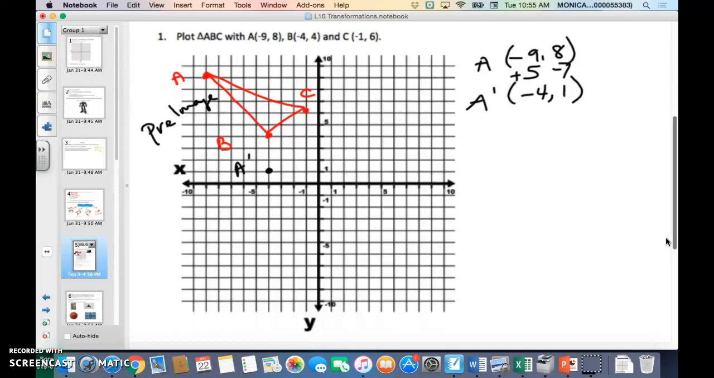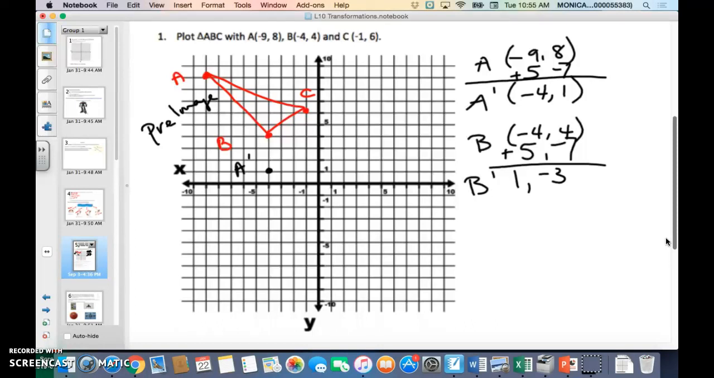Now I'm going to perform the same operation to B and C. So my original B was at -4, 4. I'm going to add 5 and subtract 7. So my new B prime is at 1, -3. B prime, because that's my post-image.